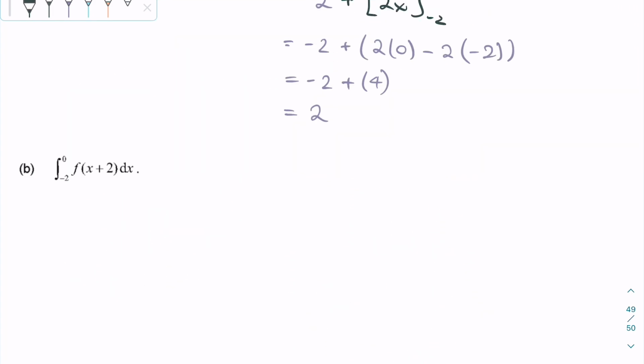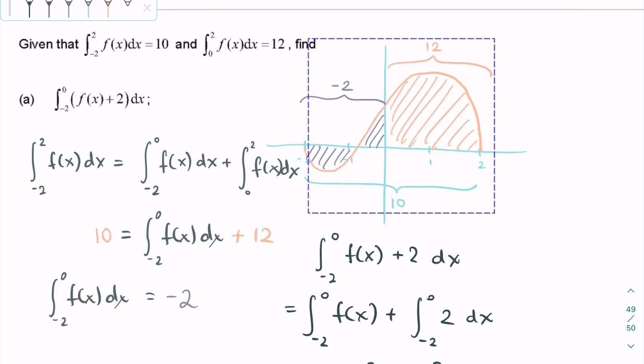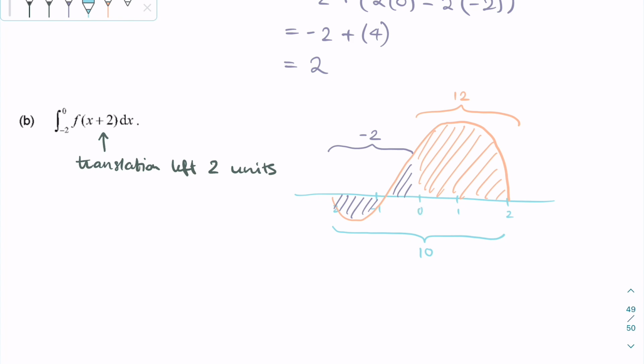Part B asks to find the integral from -2 to 0 of f(x + 2). This is actually a translation left 2 units of the function f(x). We can quickly sketch this by copying our function from part A and simply shifting the axis 2 units to the right. So this effectively shifts the graph 2 units to the left.